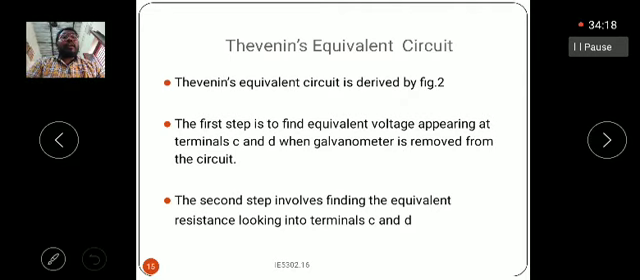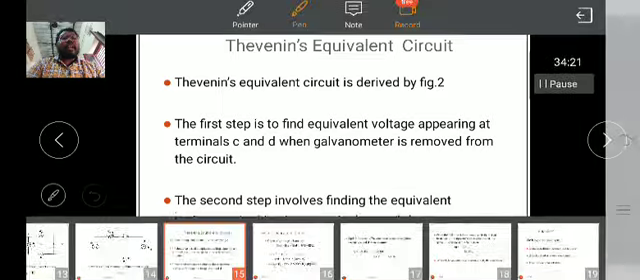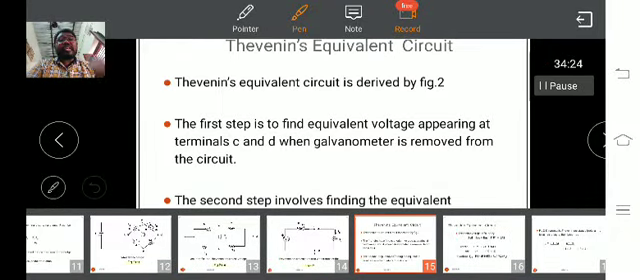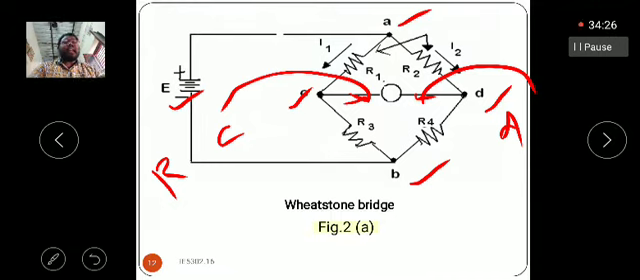Between the C and D terminals we connected the galvanometer. Then we calculated the voltage, that is the Thevenin's voltage. Between C and D we also calculated the total equivalent resistance, that is RTH. RTH and VTH are connected in series, and the galvanometer resistance is also connected in series. Finally, the current passed into the galvanometer can be calculated with the help of the bridge circuit converted to a Thevenin's equivalent circuit.